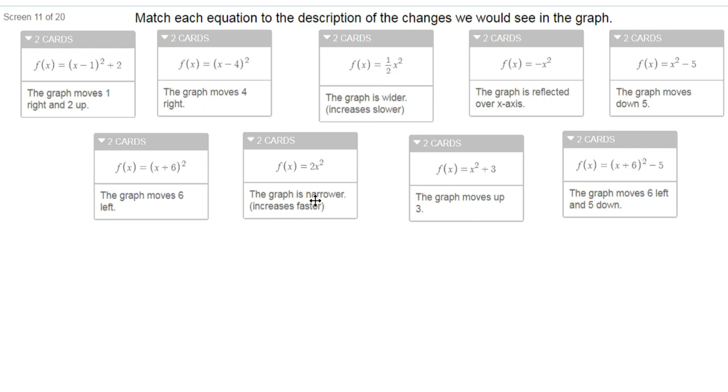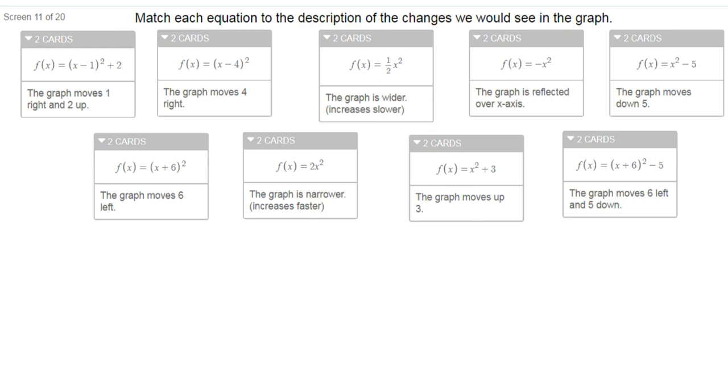When we're talking about some input changes, the quantity x minus 4 squared, we saw it move to the right 4 units. Quantity x plus 6 squared going to the left 6 units. Then we talked about some vertical shifting, x squared plus 3 moving up 3 units. X squared minus 5 going down 5 units. And then we had some combos here, x plus 6 squared minus 5 going to the left 6 units, down 5. And then a quantity x minus 1 squared plus 2 going to the right 1 and up 2 units.